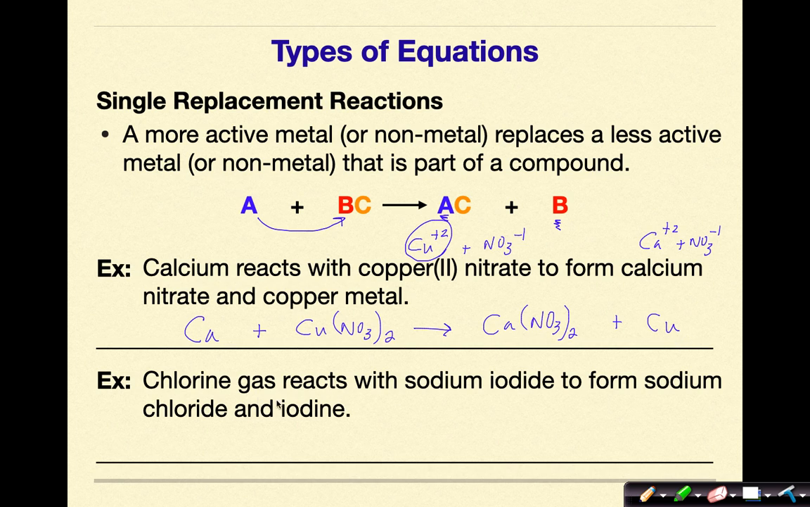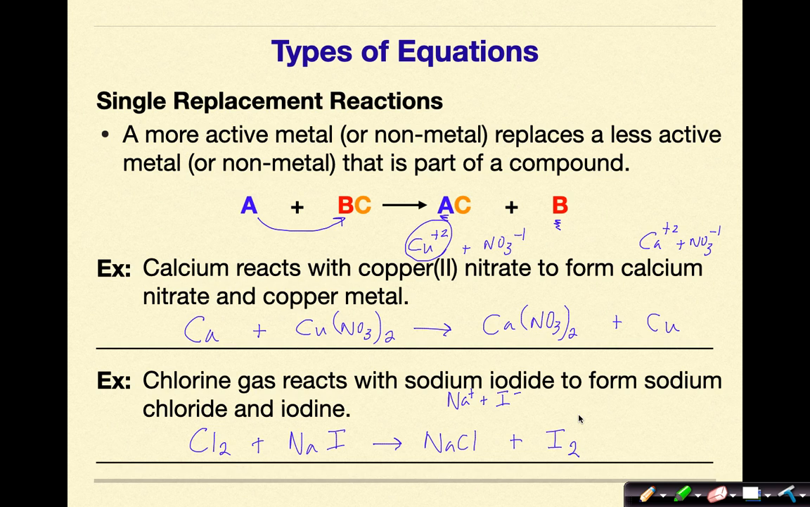Let's look at another example. Chlorine gas, right away you recognize that as a nonmetal, reacts with sodium iodide to form sodium chloride and iodine. Chlorine gas is a diatomic species. Reacting with sodium iodide, you recognize that as an ionic compound. Sodium plus 1, I minus 1, iodide ion. This is a binary ionic compound, NaI. To form sodium chloride, that's obviously NaCl, Na plus 1, Cl minus 1. And iodine is one of the 7 diatomic molecules, I2.